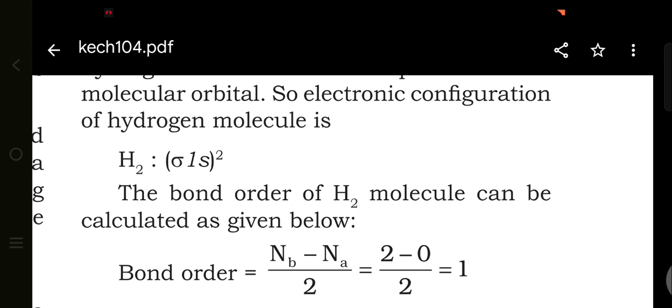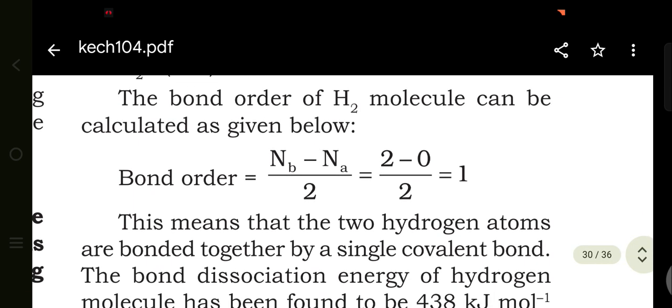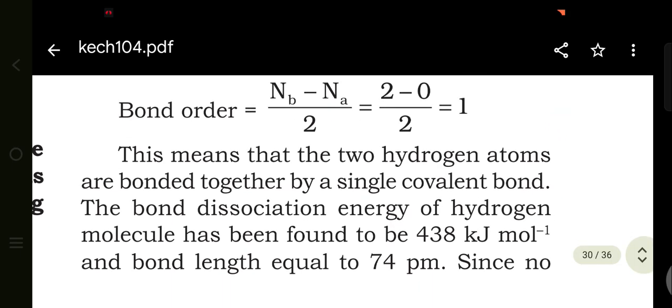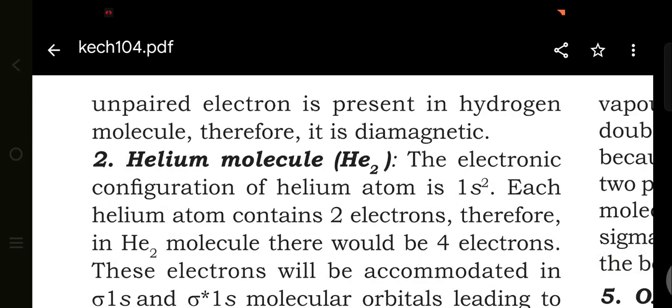The bond order of the H2 molecule can be calculated as bond order equals Nb minus Na upon 2, equals 2 minus 0 upon 2, that is 1. This means that the hydrogen atoms are bonded together by a single covalent bond. The bond dissociation energy of the hydrogen molecule has been found to be 438 kJ per mole and the bond length is equal to 74 picometer. Since there is no unpaired electron in the hydrogen molecule, it is diamagnetic. Helium molecule, He2. The electronic configuration of the helium atom is 1s2.